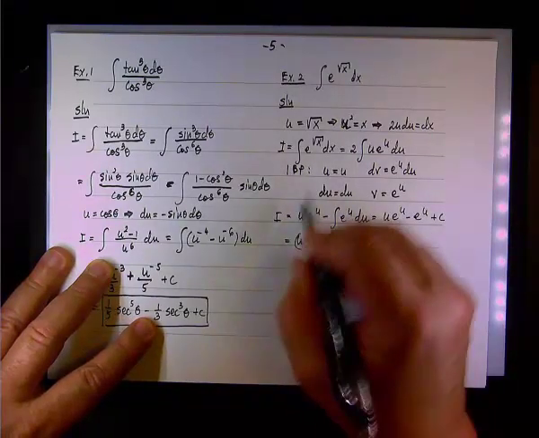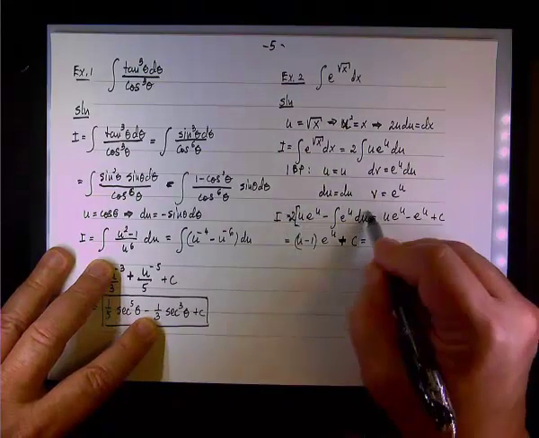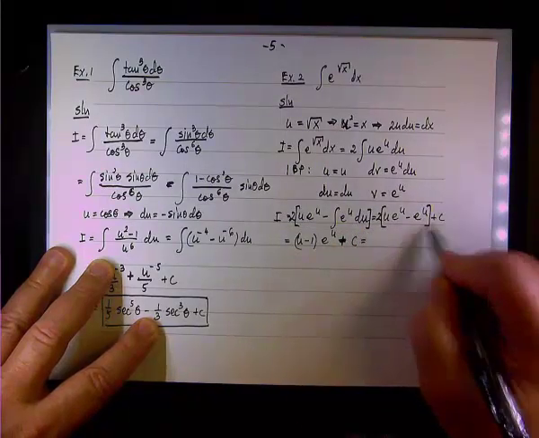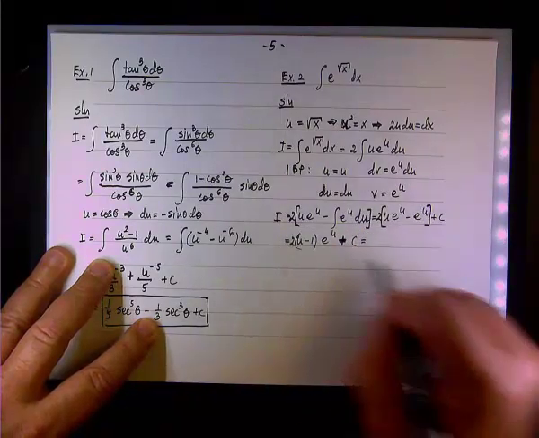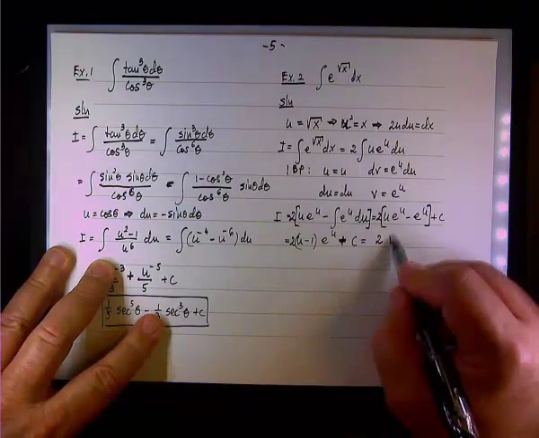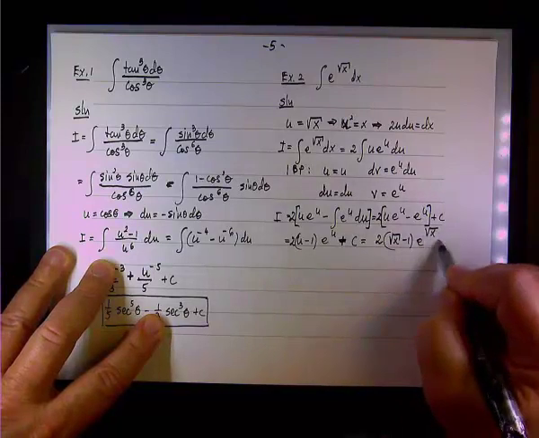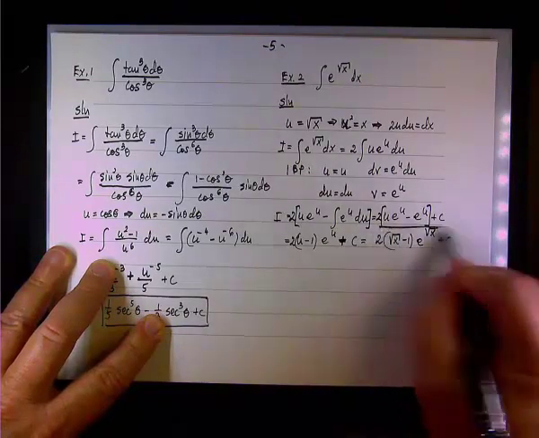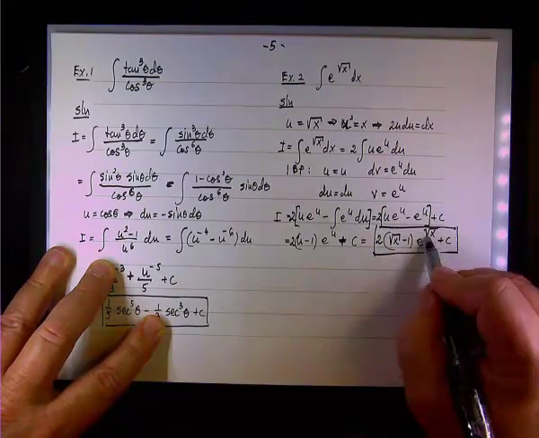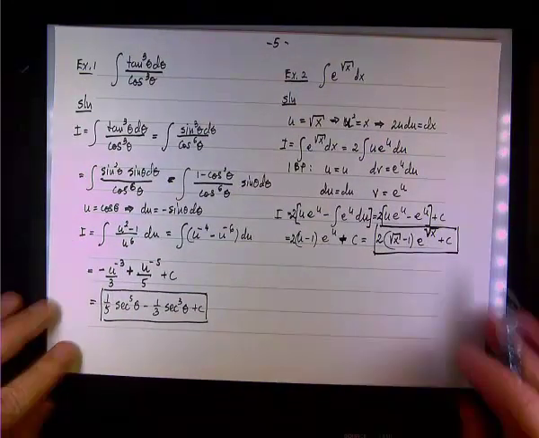u is the square root of x, so we have, by the way, 2 in front of everything. Forgot the 2. So let's multiply everything by 2. And now we will have 2 times, u is square root of x, so square root of x minus 1 e to the square root of x plus c. So this was really a quick one, isn't it?